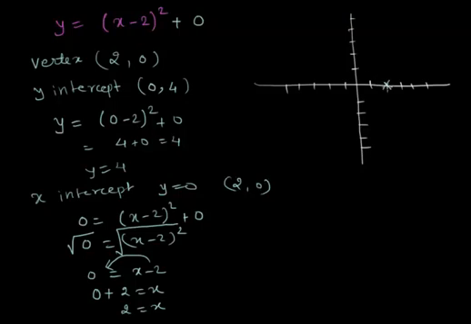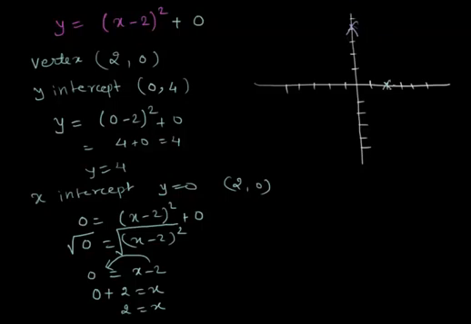So this is the x-intercept. Now the vertex is (2, 0), the same as the x-intercept for the given equation. And the y-intercept is (0, 4). So the y-intercept is where x is 0, y is 1, 2, 3, 4. So this is one of the points for the given quadratic function.